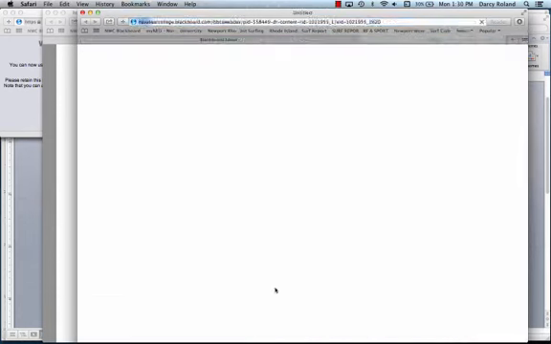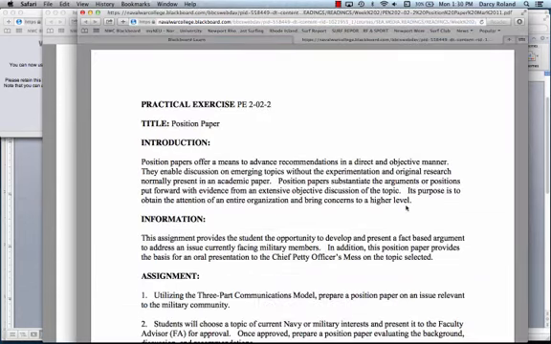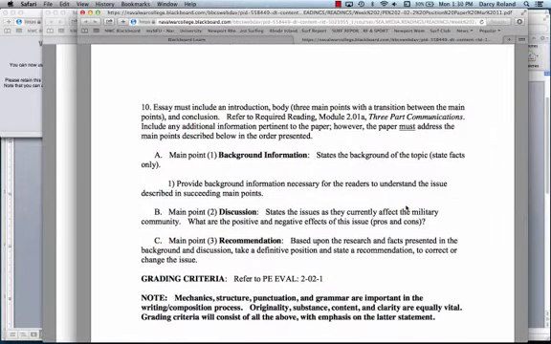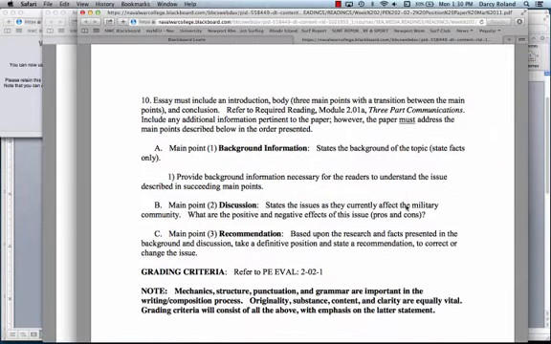So let's first look at the upcoming assignment of the position paper. Please read the entire assignment before you do it, but I want to focus primarily on 10A, B, and C, where it says main point 1, main point 2, and main point 3. These are highlighted: background information, discussion, and recommendation. This is required information that must be in your paper.